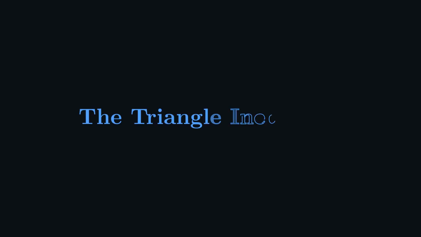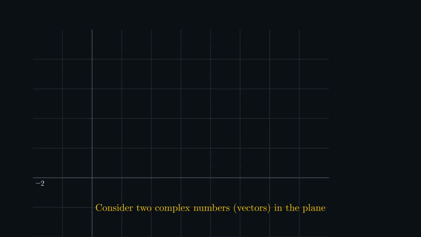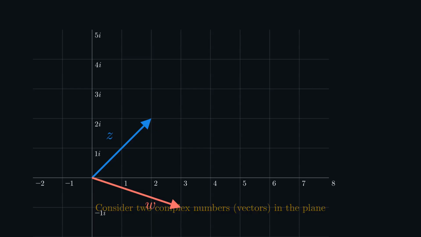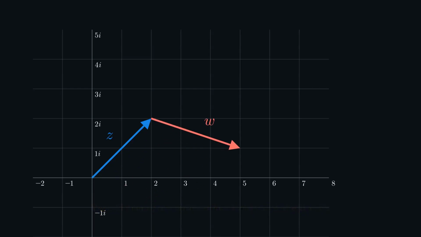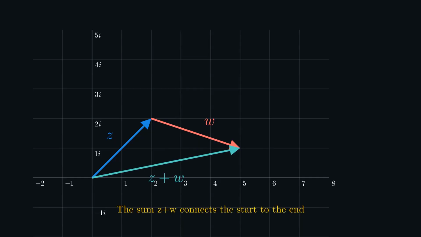The triangle inequality is one of the most fundamental tools in analysis. Consider two complex numbers, or vectors, in the plane, z and w. We can add them geometrically by placing the tail of w at the tip of z. The sum, z plus w, is the vector connecting the start to the end.